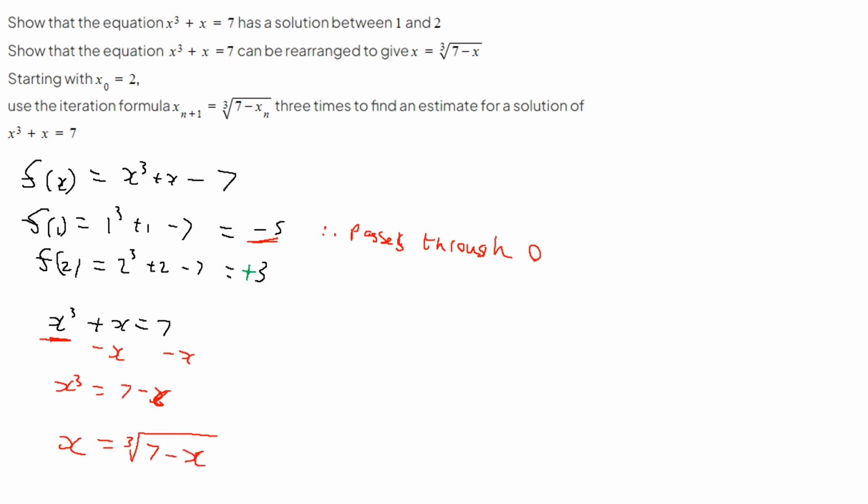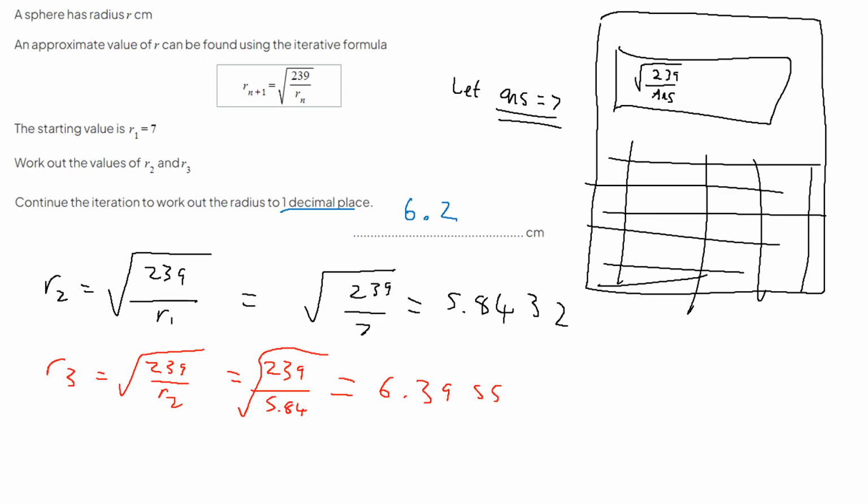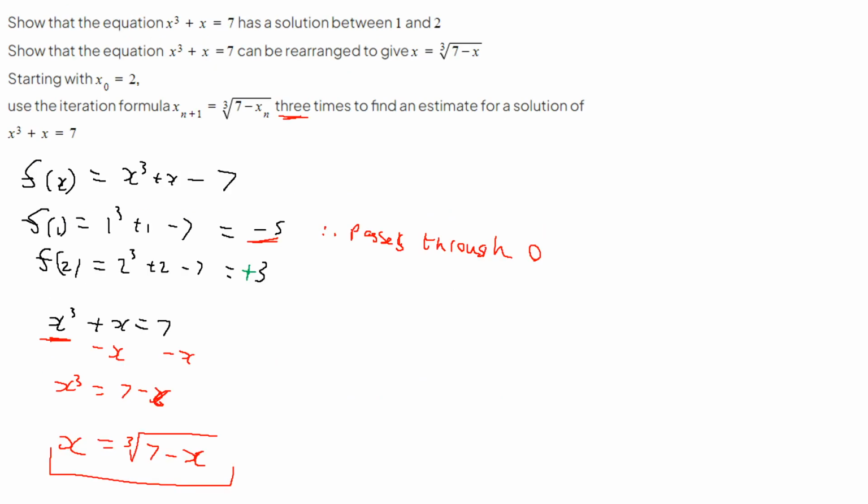And now we need to use the iteration formula, which is this. And we're told to use it 3 times to estimate the solution. Because the question specifically asks us for a finite number of times, we're going to have to write down what our solutions are. We're still going to use this method, of course we are, it's just so much faster. But we are going to have to write down what our solutions are, which is no fuss.